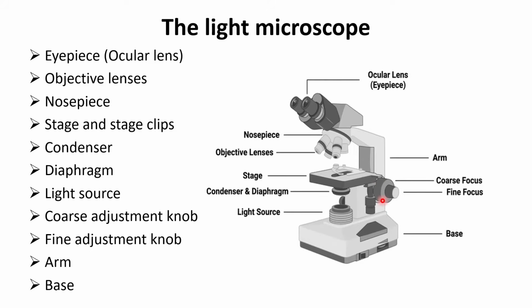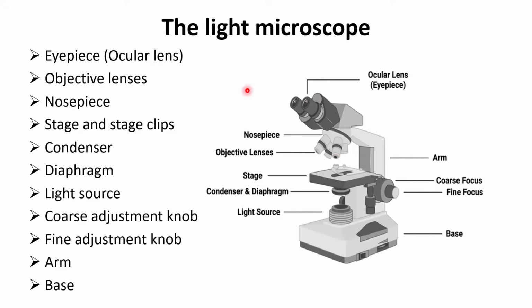So what are the functions? We'll start with the eyepiece or the ocular lenses. Their function is to provide magnification of the image. They are just lenses, so they provide magnification of the image, and it's also through them that you are able to look through the microscope.